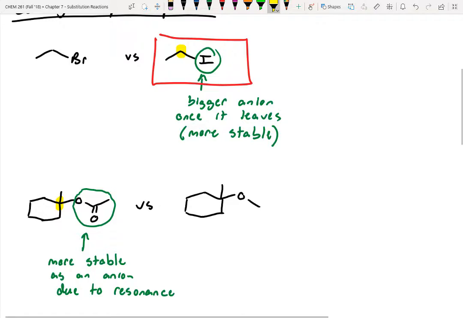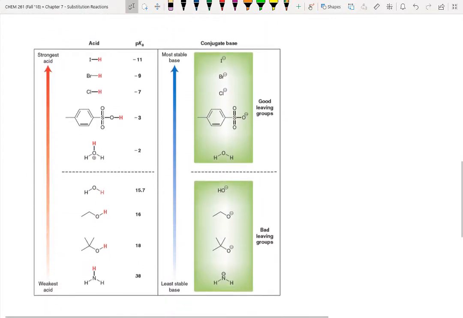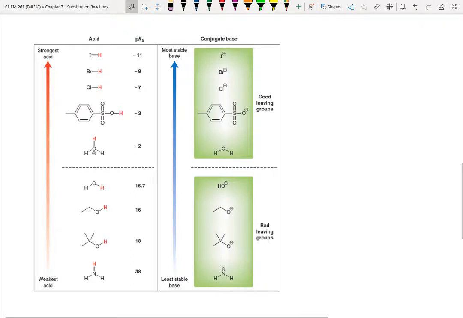So you can also look at these and start to predict which reaction mechanism is more likely, SN1 or SN2. However, we do need to look at the leaving groups too. All right, so the big takeaway with this is the stability of your leaving group is essentially the same as the stability of conjugate bases.